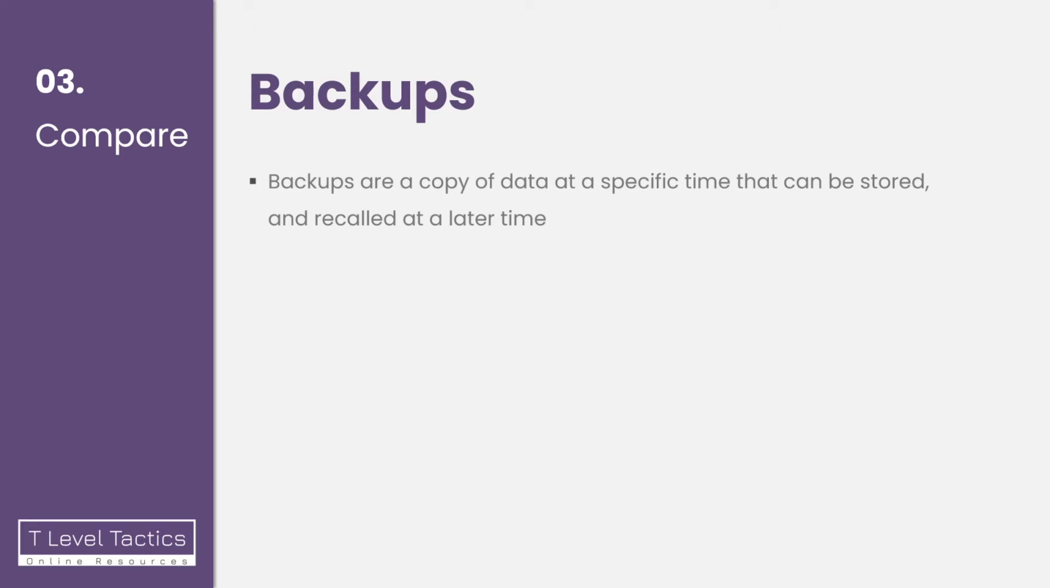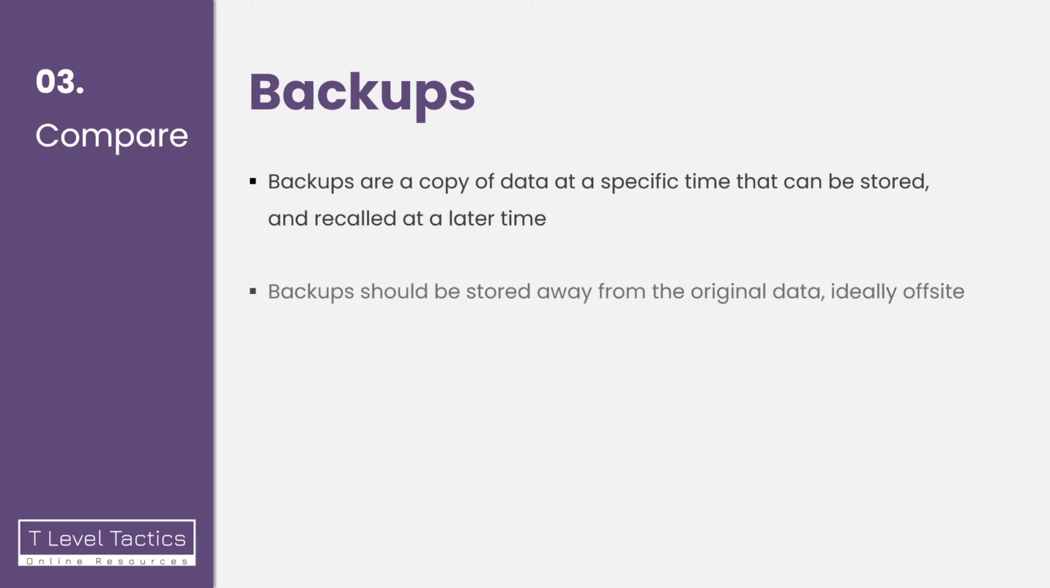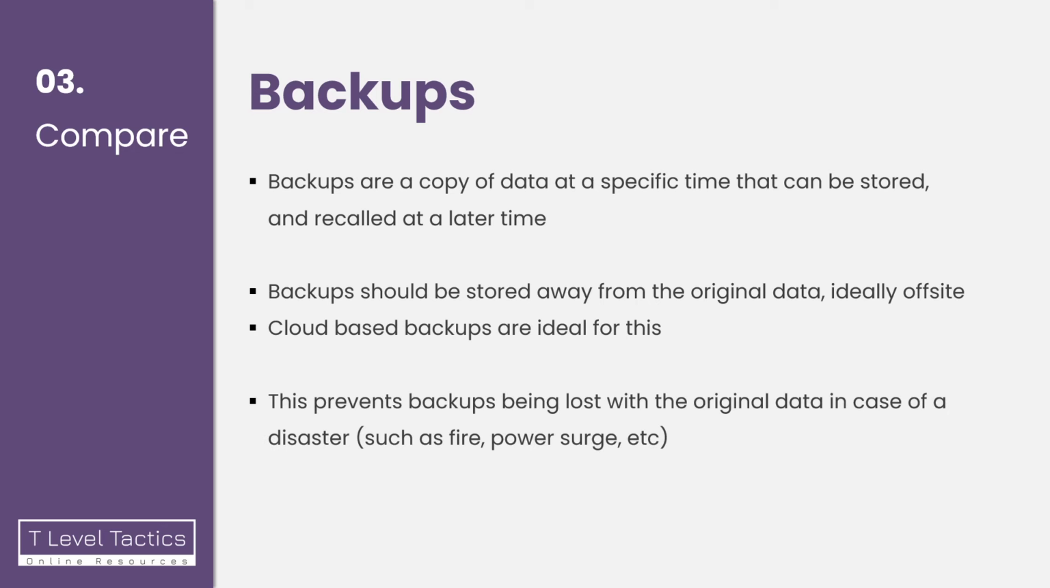Now, a backup is a copy of data at a specific time that can be stored and recalled at a later time or date. Backups ideally should be stored away from the original data, hopefully off-site. Cloud-based backups are ideal for this. And this means that it prevents backups from being lost with the original data in case of a disaster, such as fire or a power surge or something.